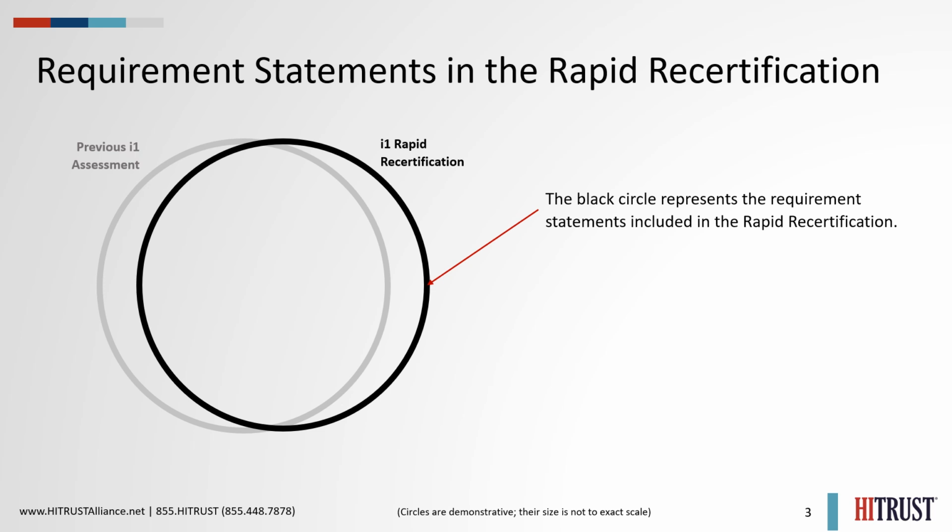As you can see, these circles don't fully overlap. This is due to the possibility for requirement statements to be removed from or added to the I-1 selection as a result of the quarterly threat analysis performed by HITRUST.